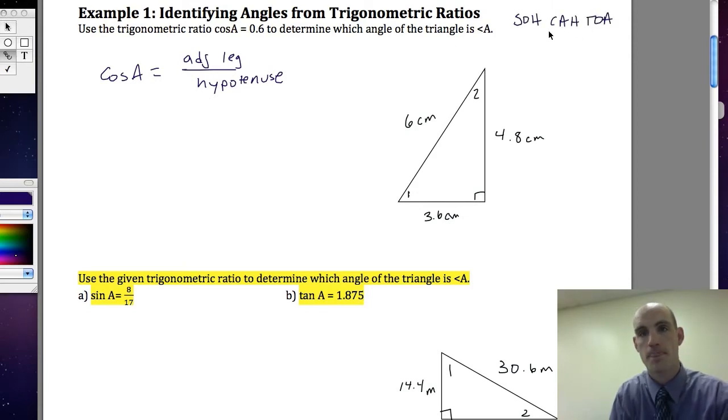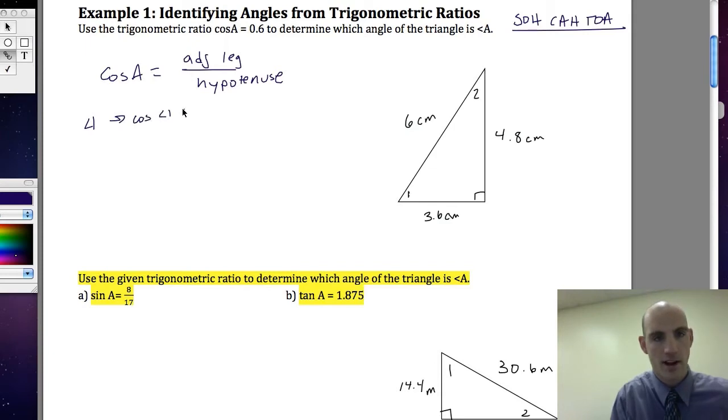SOHCAHTOA, adjacent over hypotenuse, is given by that. Well, for angle 1, the cosine of angle 1 equals, and I'm going to say adjacent, so that's 3.6, over the hypotenuse, which is 6. The cosine of angle 2 is equal to 4.8 over 6.